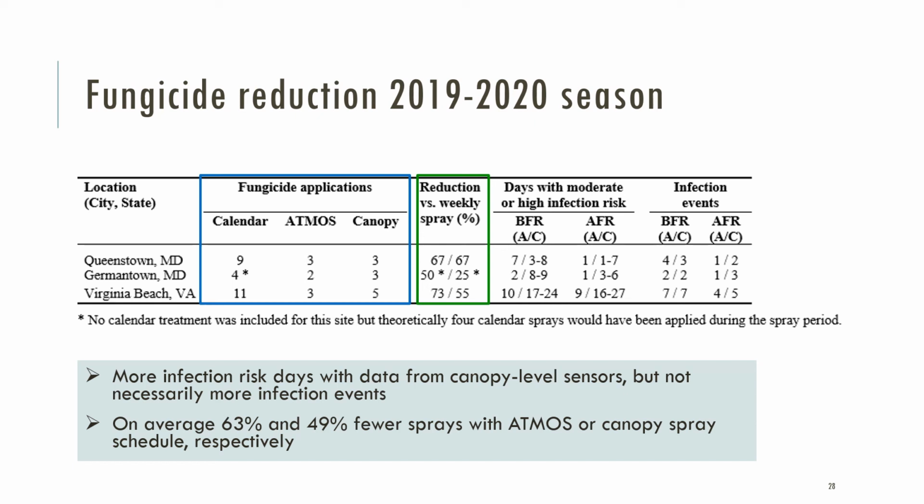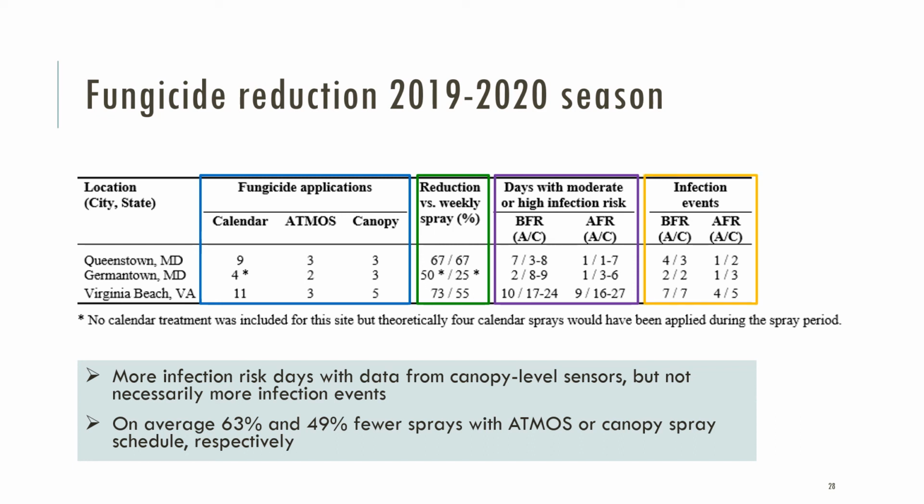If we look at the days with moderate or high infection risk, we see that there are more infection risk days for the canopy level sensors compared with the weather station sensor. So the canopy level sensor is more sensitive, which we also saw in the leaf wetness duration and temperature. Both factors were increased at the canopy level compared with the weather station, which directly translates into more infection risk days. However, more infection risk days don't necessarily mean more infection events.